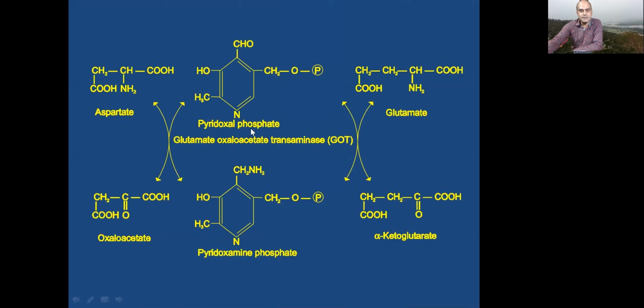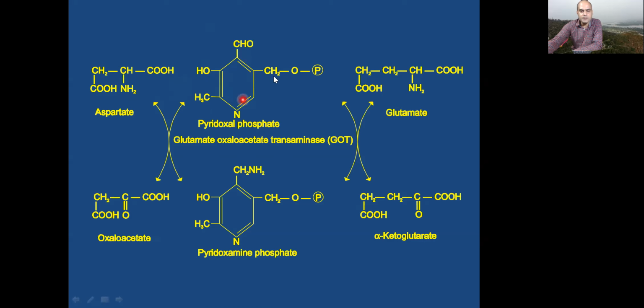By the enzyme glutamate oxaloacetate transaminase, the amino group of aspartate is transferred to alpha ketoglutarate, forming glutamate. Here PLP, pyridoxal phosphate, is acting as a coenzyme. What it does is accept an amino group. I will show you with a pointer.